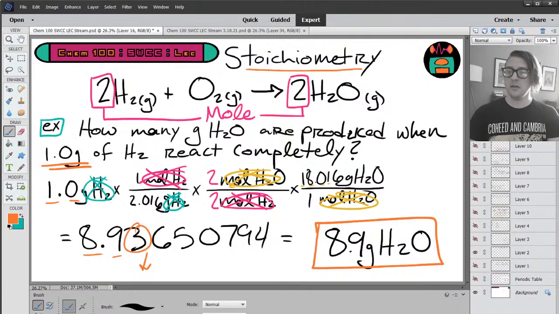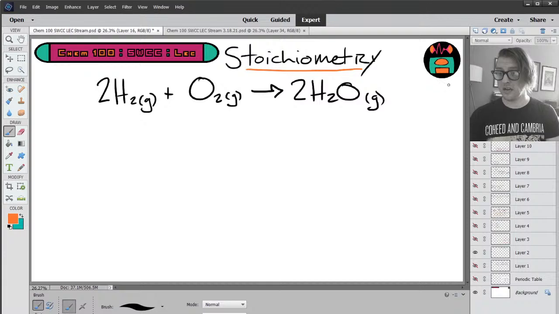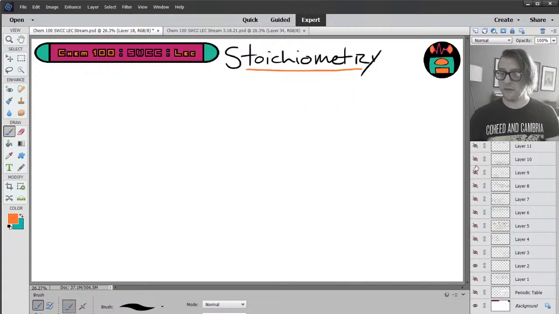All right. So this is your first proper stoichiometry problem. This is the type of thing that you'll be doing over and over and over again in this course. So this is what you want to practice. This is what you want to get good with.